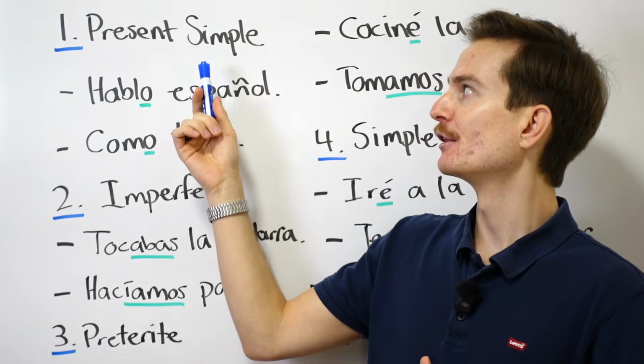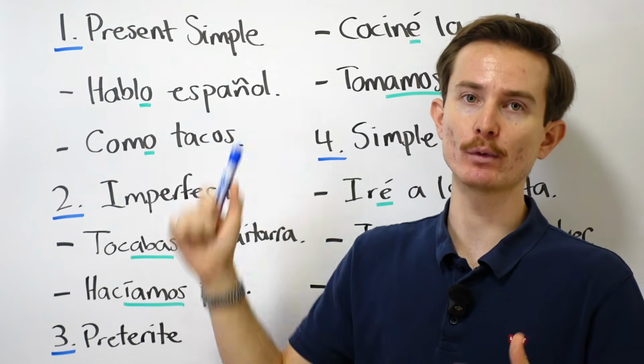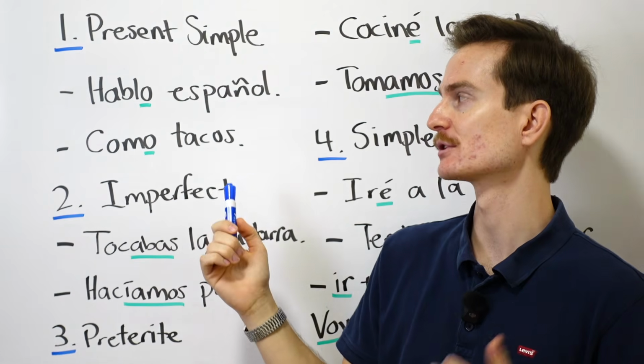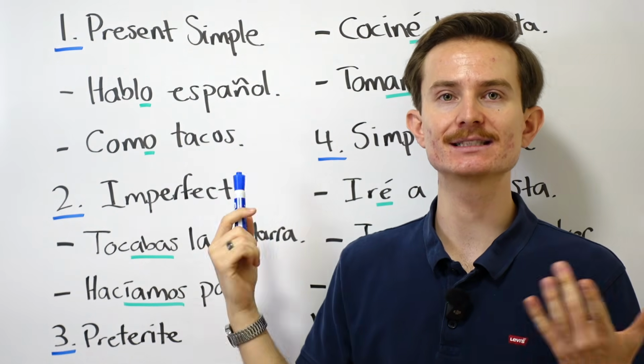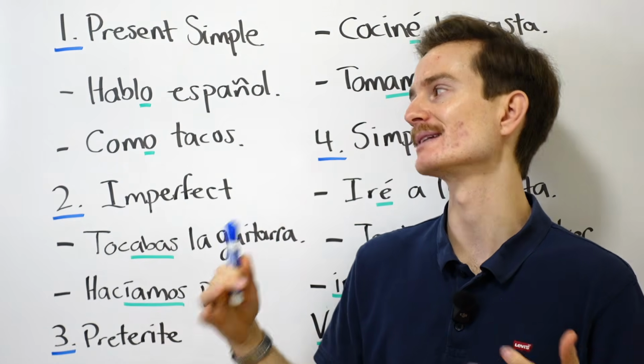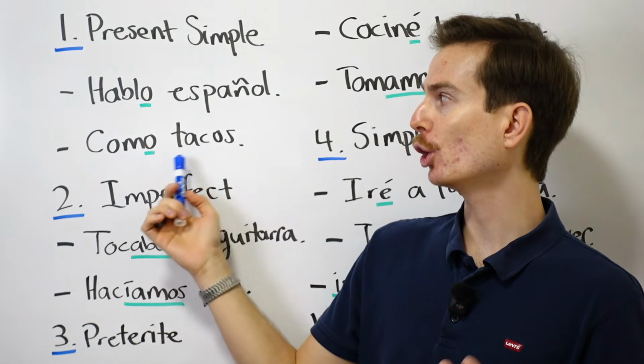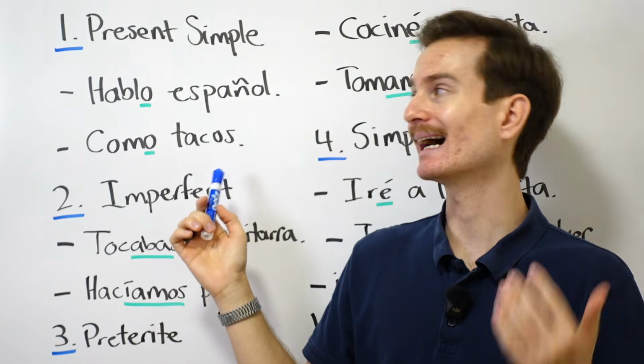Let's take a look. The first tense we have is the present simple, which is probably the one you're most familiar with. So for example, hablo español. I speak Spanish. That's just in the regular present tense. Or como tacos. I eat tacos.